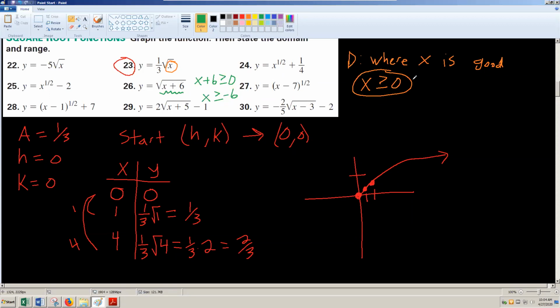Okay, so looking at here, that's my domain. All my x's greater than or equal to 0, and that's why we don't have any graph over here, right? There's nothing happening on this whole left part of the graph because I only have x's greater than or equal to 0. Now let's talk about the y's.